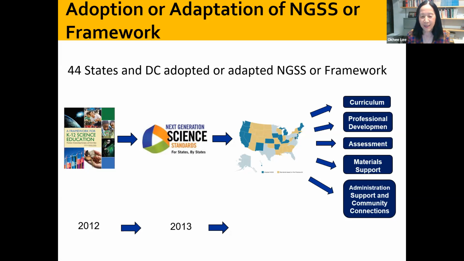The thing that to me is really important is that there is a next runner. So 44 states and DC adopted the NGSS and framework. And here is the final runner of the relay. You know that we keep the best runner as the final runner to go to the finish line strong.